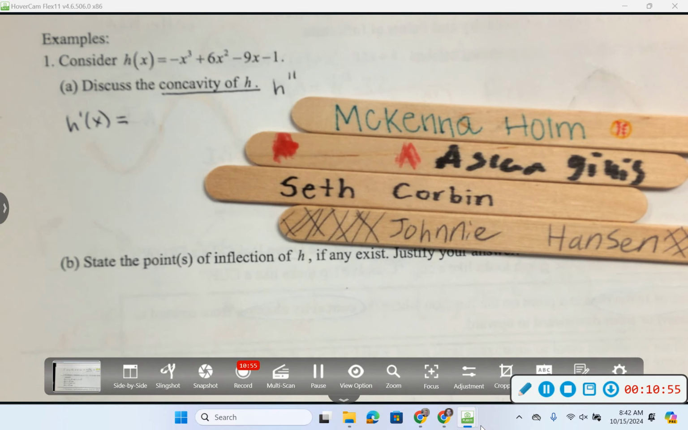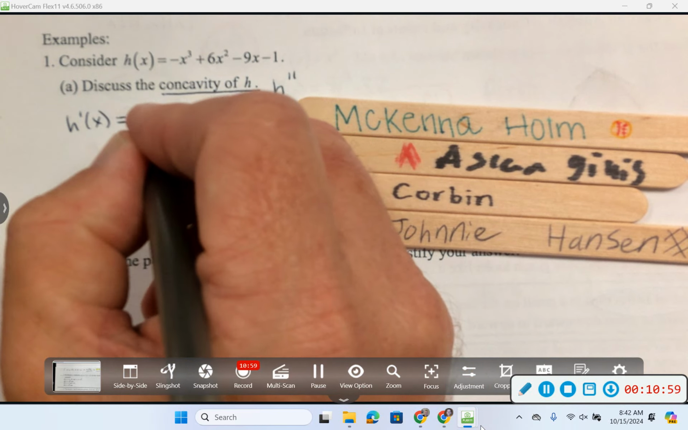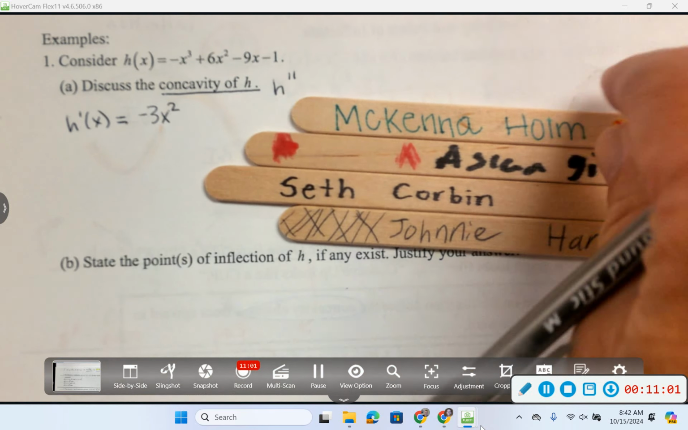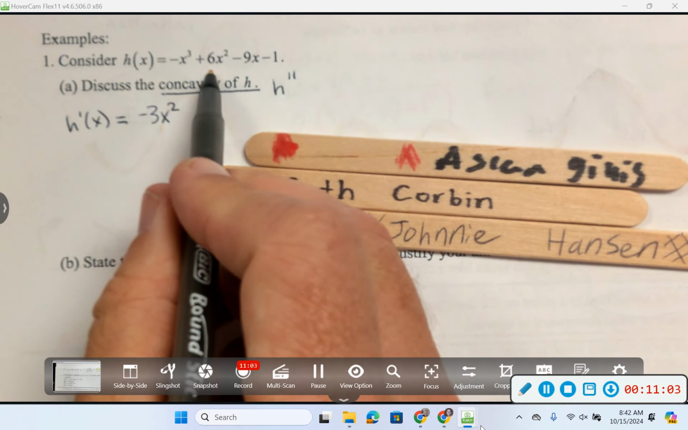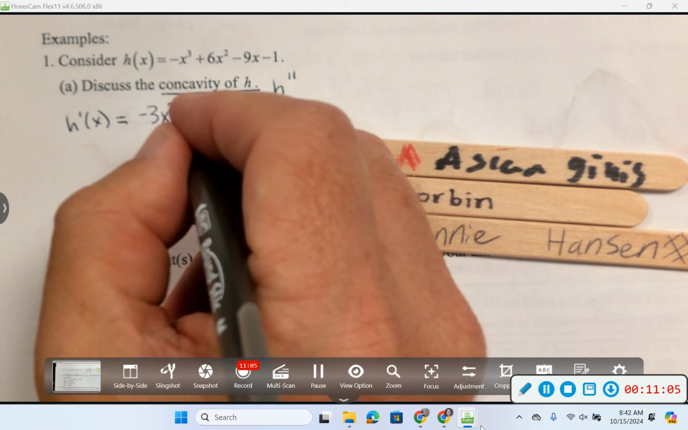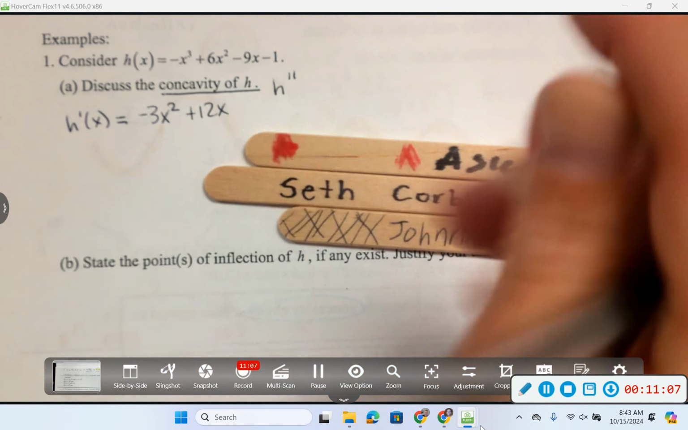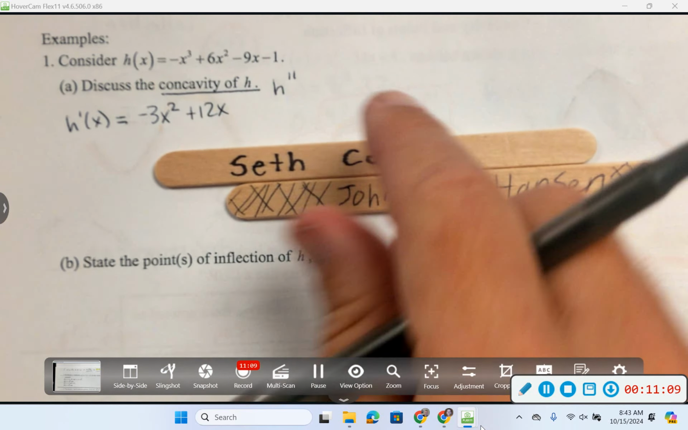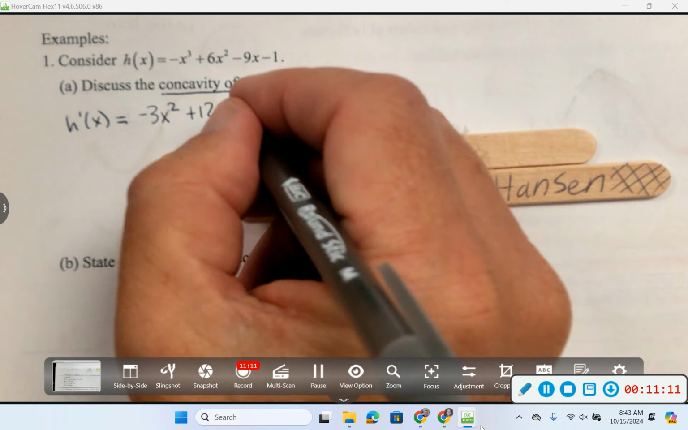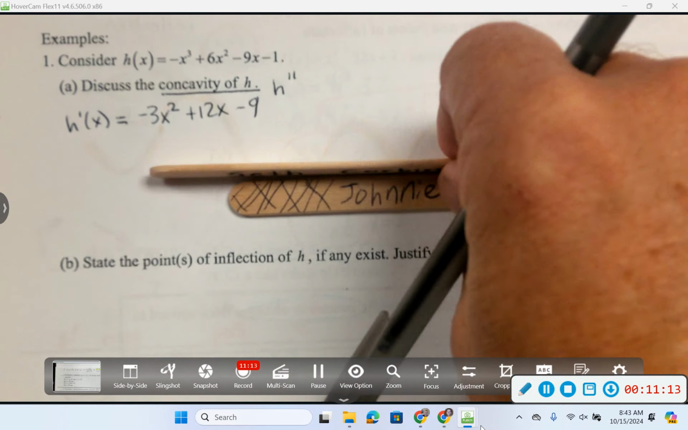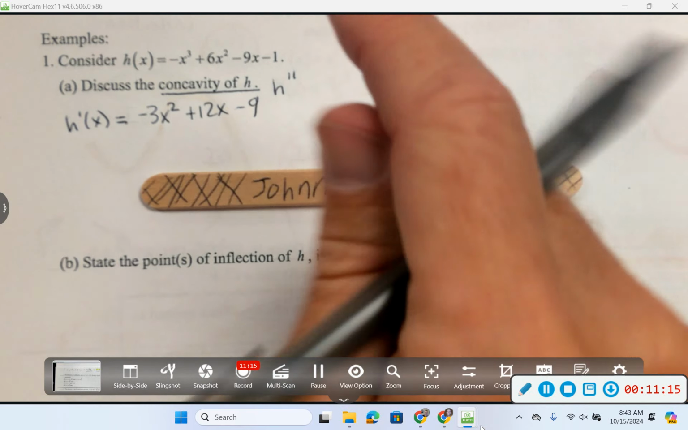McKenna, start us off. The derivative of negative x cubed. Negative 3x squared. Aslan, the derivative of 6x squared. Plus 12x. Seth, the derivative of negative 9x. Negative 9. And Johnny, the derivative of negative 1. 0.